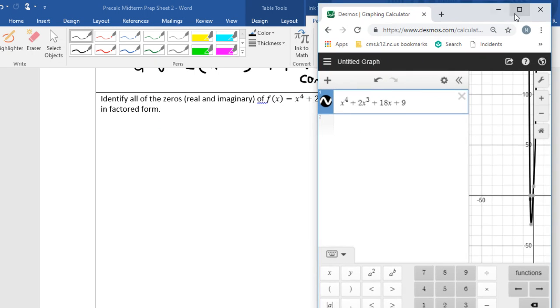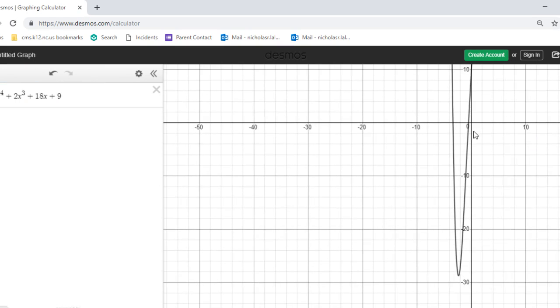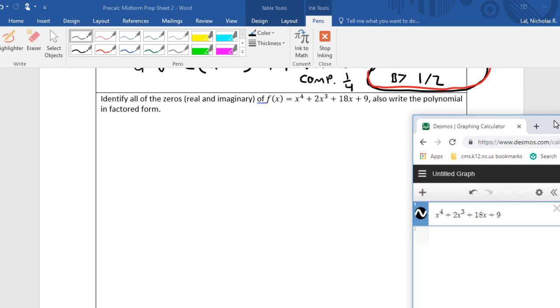Okay, so we have zeros at negative 0.49 and negative. Oh, did I... Oh, is that x to the fourth plus 2x cubed? Oh, sorry.